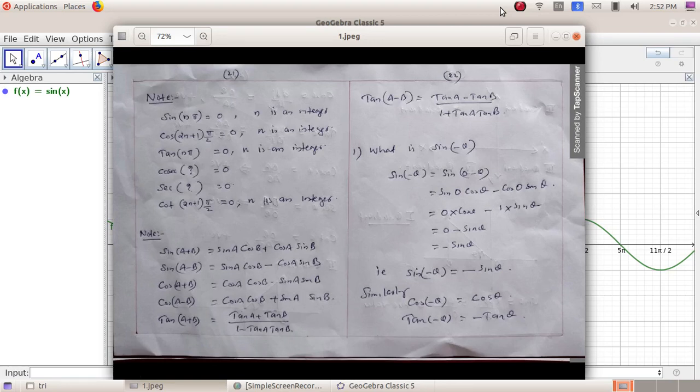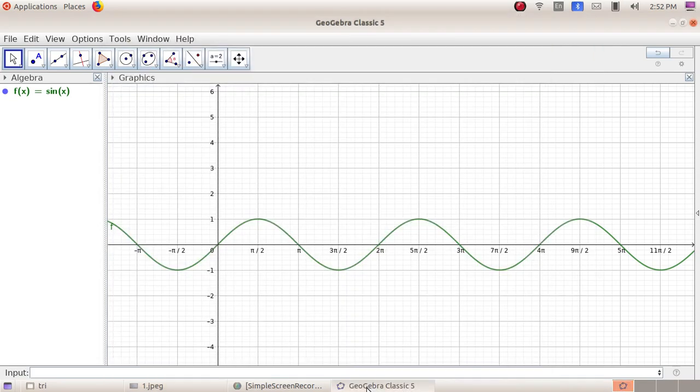Yes, welcome back to trigonometry. Let us see the graph of sin x, f of x equal to sin x. Here, we know that sin 0 is equal to 0. Sin pi by 2, we already know pi by 2 means 90 degrees. So, sin pi by 2 is equal to 1. Then sin pi, that is 0.